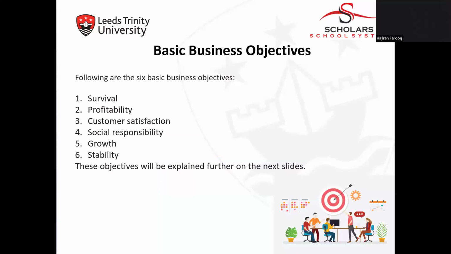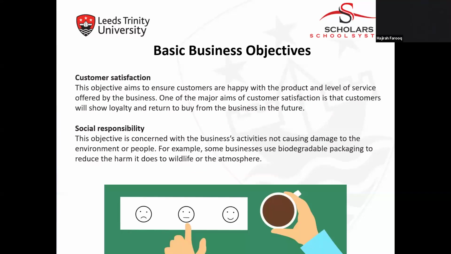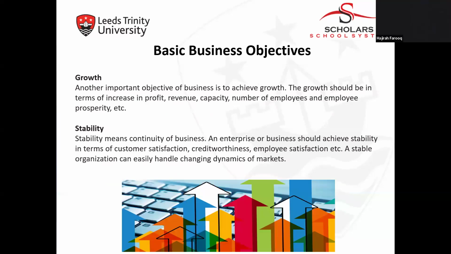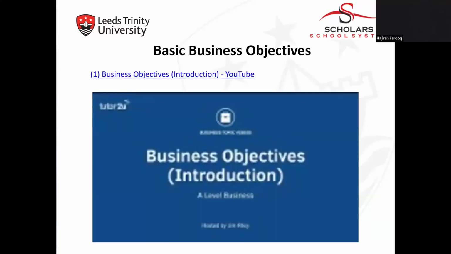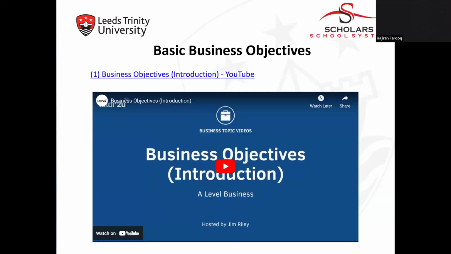Then we discussed a few of the main business objectives, which included 6 of them, namely survival, profitability, customer satisfaction, social responsibility, growth, and stability. And these objectives were discussed in further detail in the next few slides, as you can see here. And then we watched a short video about the introduction to business objectives. And yeah, so here you can see the video.